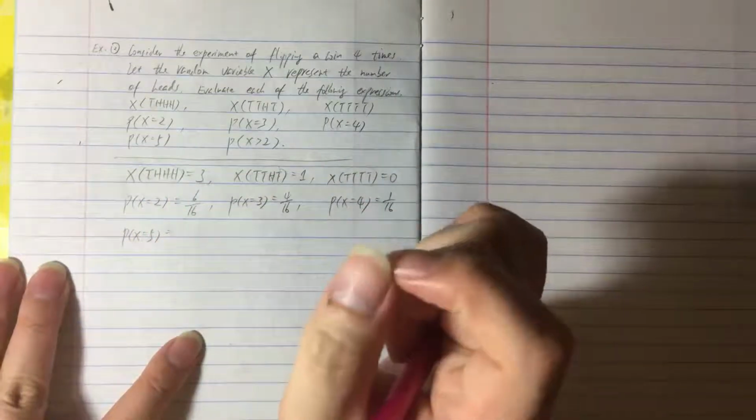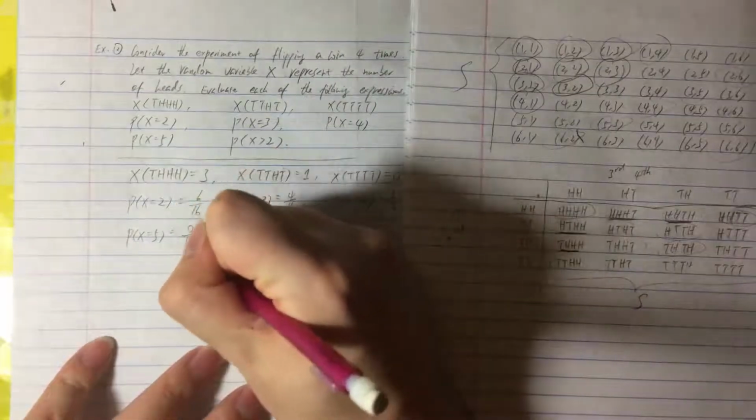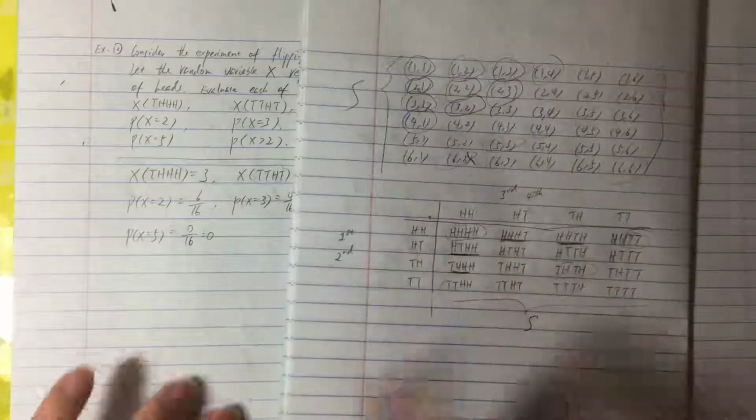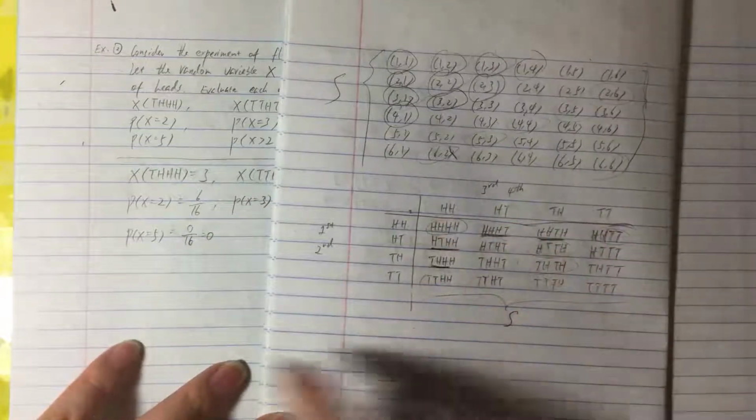What's the probability that X equals 5? X represents the number of heads. None of the outcomes here has 5 heads. So the probability that X equals 5 is impossible. That's 0 out of 16, which is 0.